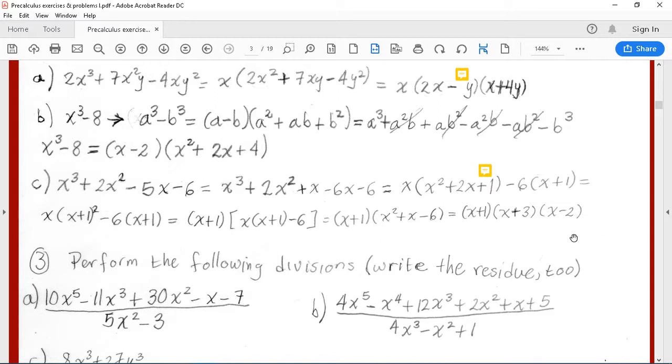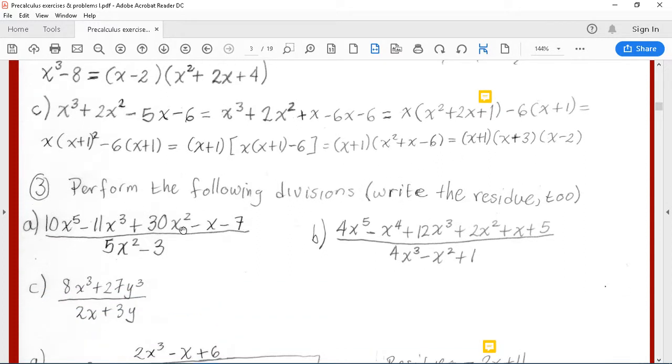Okay, in the next video, which is video 3, I will solve this exercise in a different way. And then we'll follow on to the divisions of algebraic expressions.